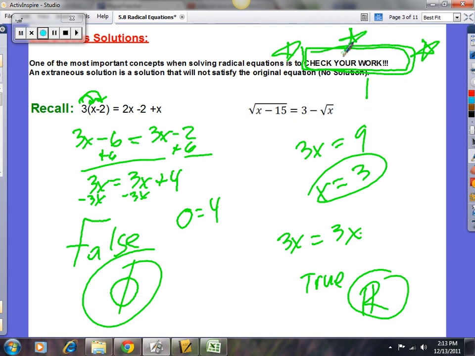You've always got to check your work. Danny, no solution is going to sneakily show up in square roots. It's not going to be as obvious. This one's pretty obvious because you get a false, you get 0 equals 4. As soon as you get something funky, you know that's false, that's no solution. But it is going to be very subtle in here. It's not going to be obvious at all. The only way to find it is if you check your work.